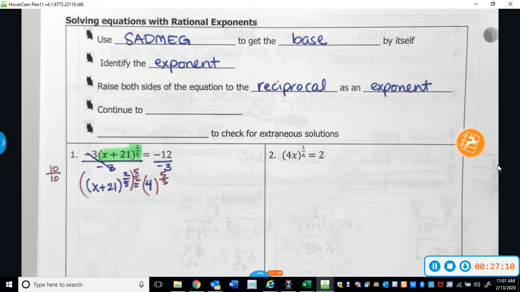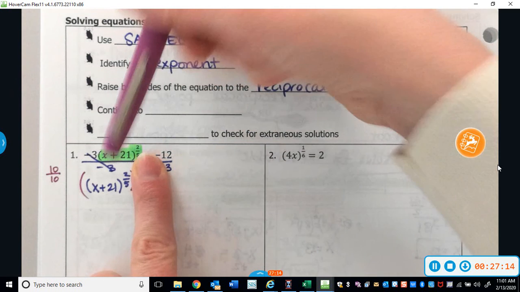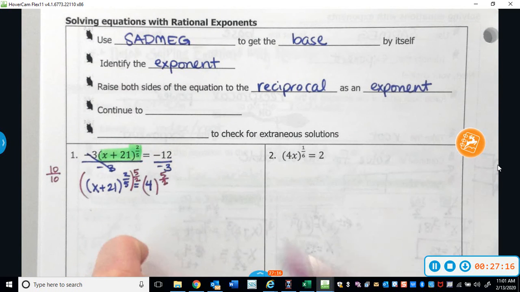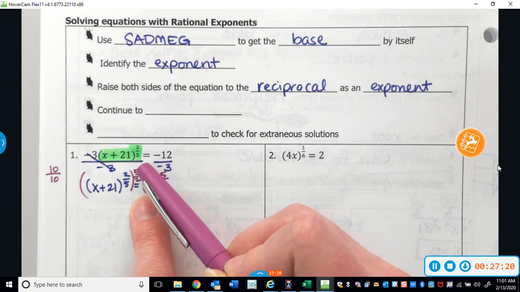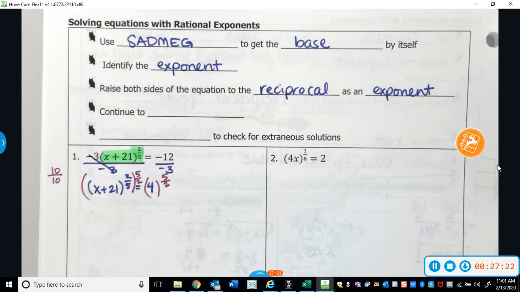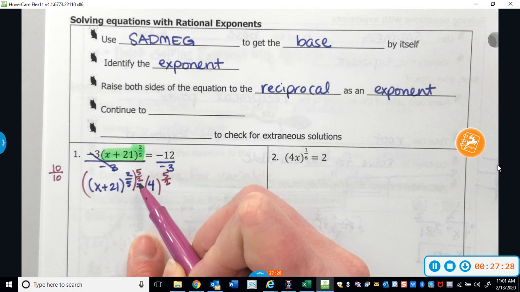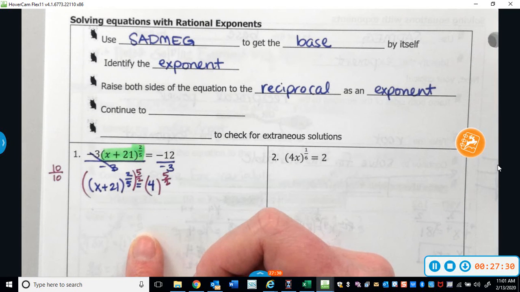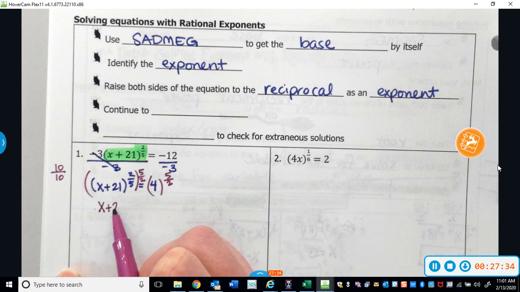Right, so to undo this, I'd be doing a square root and raising it to the power of 5. So power and root. Exponent of 5, root of 2. So these will cancel out, which will leave me with just x plus 21.